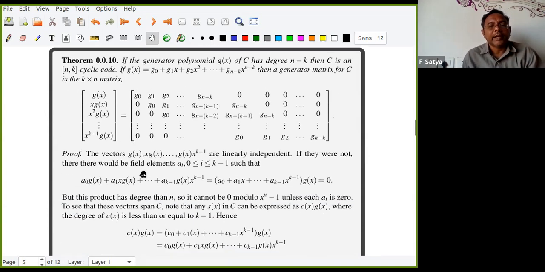Now coming to the actual result. That's why I put a very big, thick box. Today we are going to end with this. And you already noticed it in the example earlier. Now I'm converting the generator polynomial to the generator matrix.